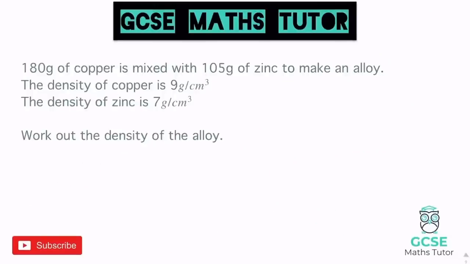Right, so 180 grams of copper is mixed with 105 grams of zinc to make an alloy. The density of copper is 9 grams per centimetre cubed, and the density of zinc is 7 grams per centimetre cubed. Work out the density of the alloy, which is just a mixture of metals.